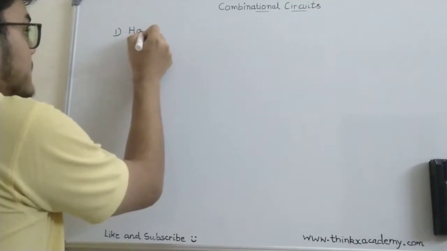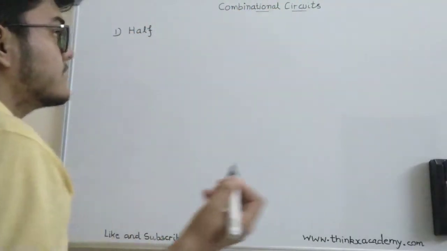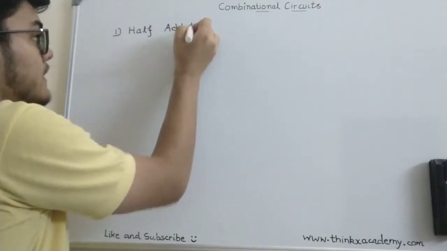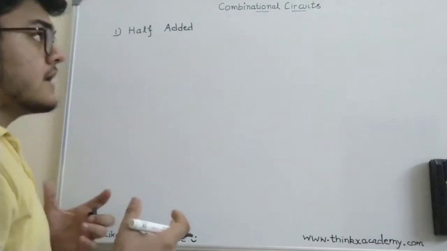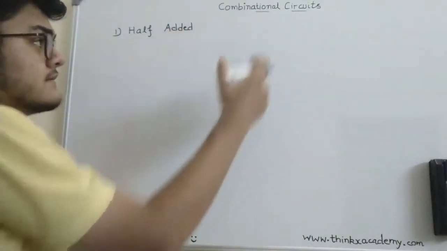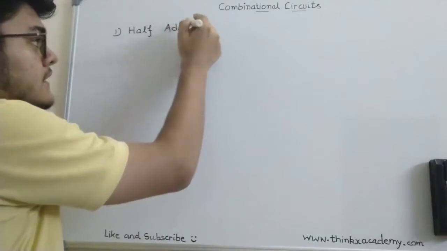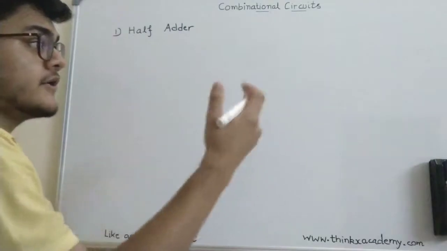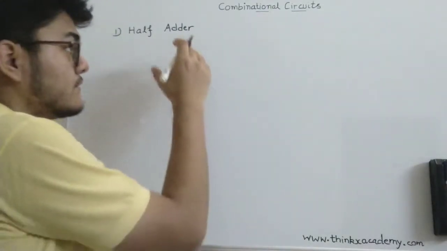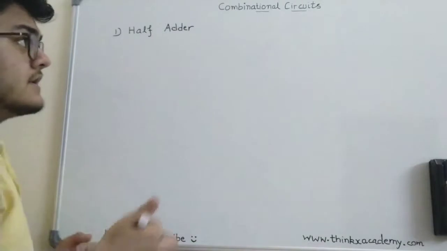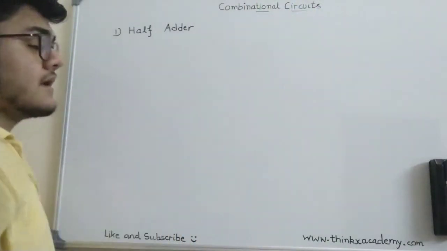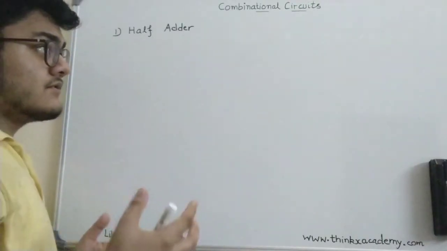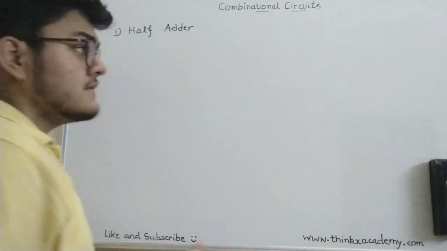So the first combinational circuit that we are going to discuss is the half adder. In this tutorial we are going to learn how the half adder, which is basically a combinational circuit, is used to add two numbers, right? We are going to make use of logic gates to make the combinational circuit, and we're going to make a half adder which will implement the very basic addition of two numbers. So let's start with this.